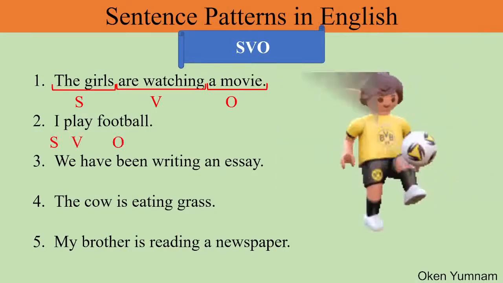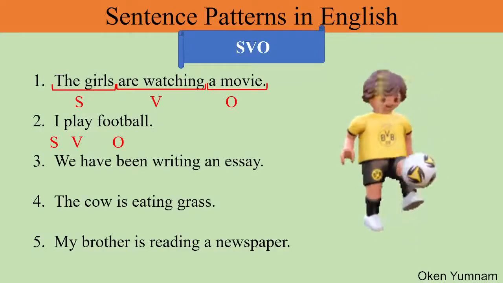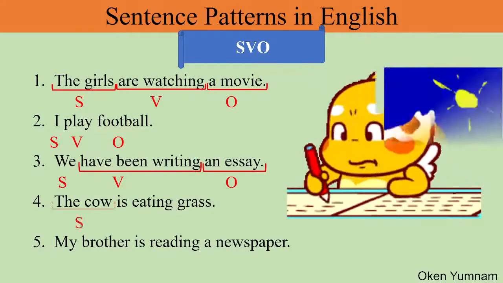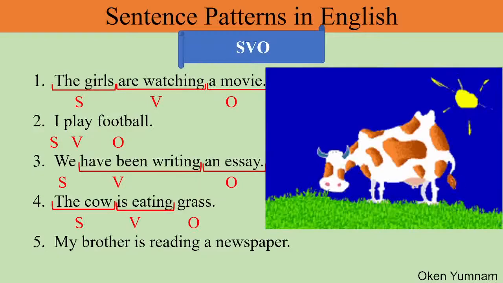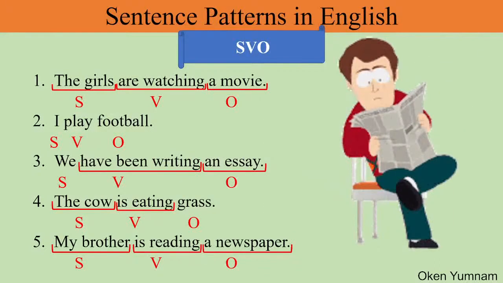Similarly, I play football. Subject, verb, object. We have been writing an essay. Next example. The cow is eating grass. The cow, subject, is eating, verb, grass, object. And number 5. My brother is reading a newspaper. Subject, verb, object. So these are some examples of the SVO pattern.